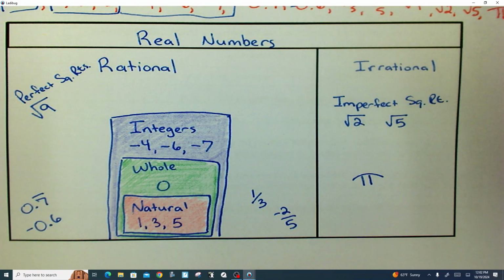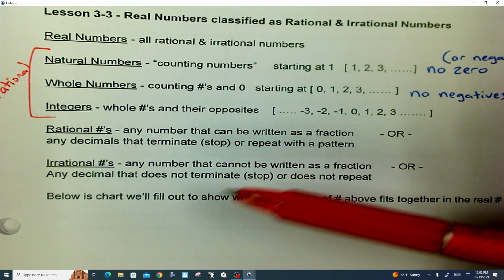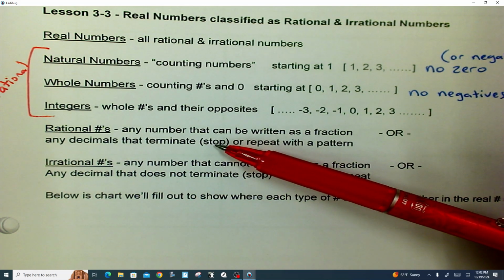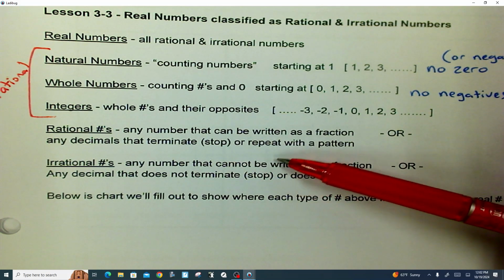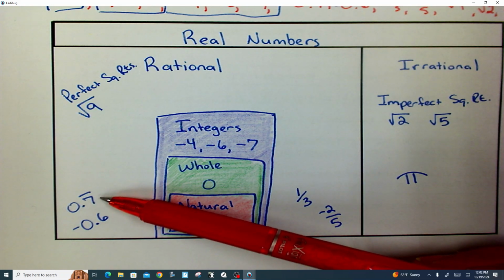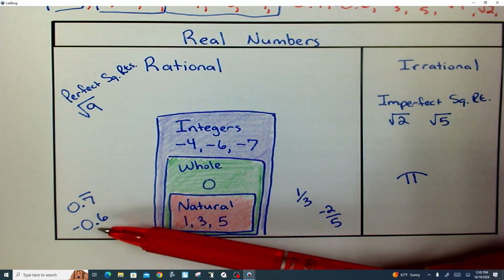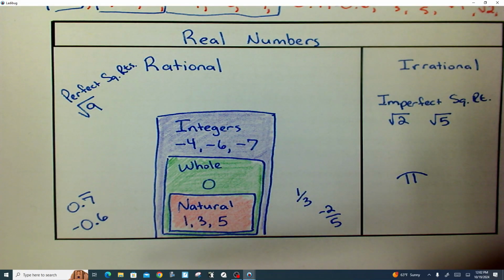And if we go back to page 5 again, I have this listed right here. So rational numbers: any decimal that stops, that terminates, or repeats with a pattern. So again, it stops or it's repeating with a pattern. So we see that repeating bar on it. And that is a dead giveaway if you're looking at decimals to know if it's rational.